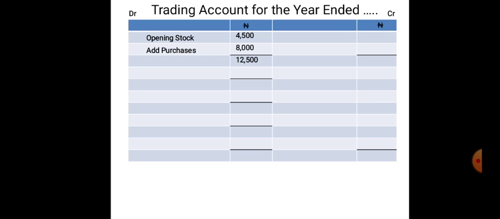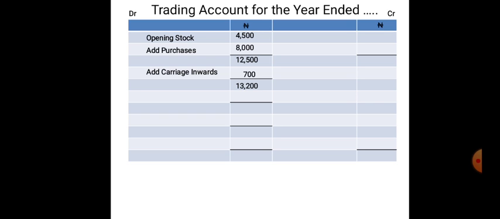So the total amount of goods we are having now is what? 12,500 naira. So the cost of bringing the goods that you have bought into the business premises, you add it. That is your carriage inwards. So add it to what you get. Your carriage inwards is 700 naira. So the total is what?